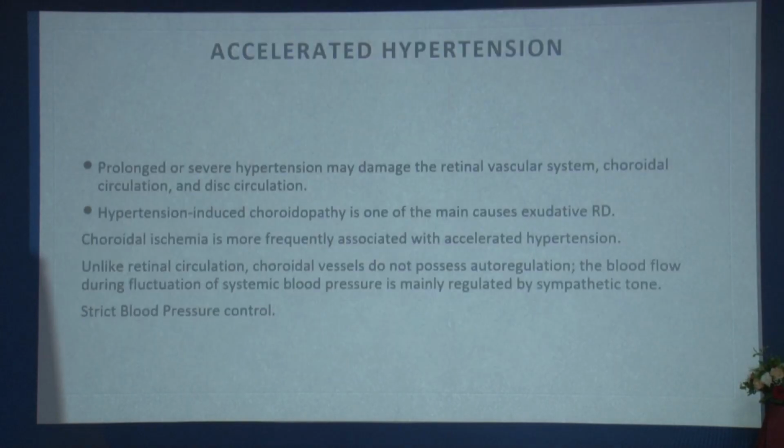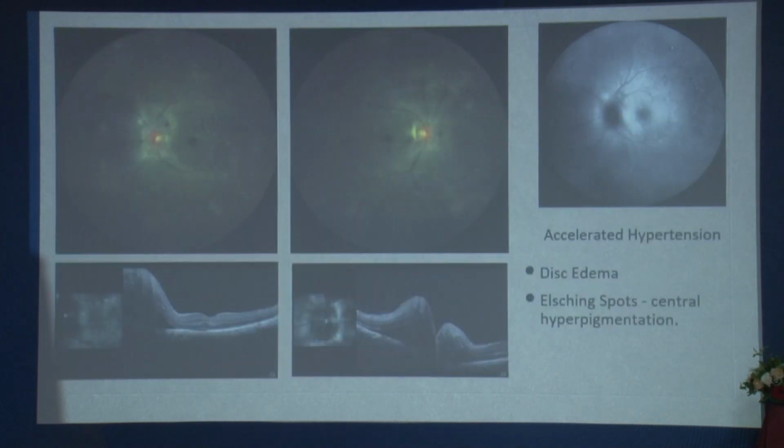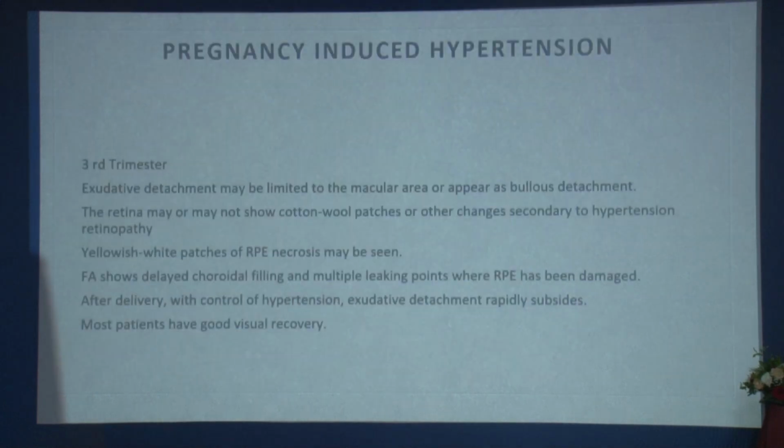Accelerated hypertension is another cause for exudative detachment, and it is basically due to hypertension-induced choroidopathy. And this is a patient who had hypertension-induced choroidopathy, and then the exudative detachments can be seen very clearly. Here also you will get bilateral disc edema, no evidence of uveitis.